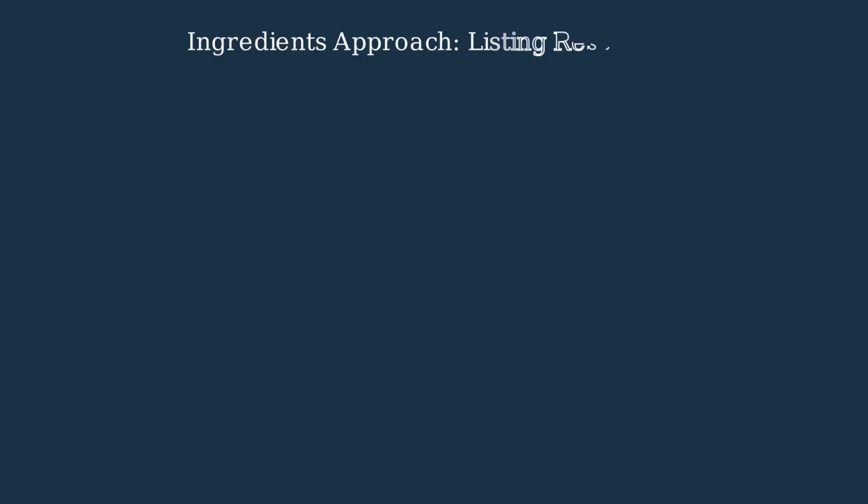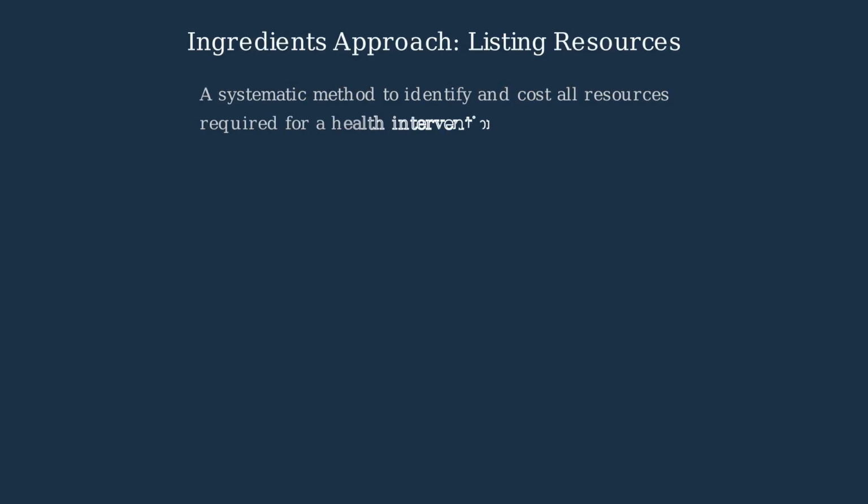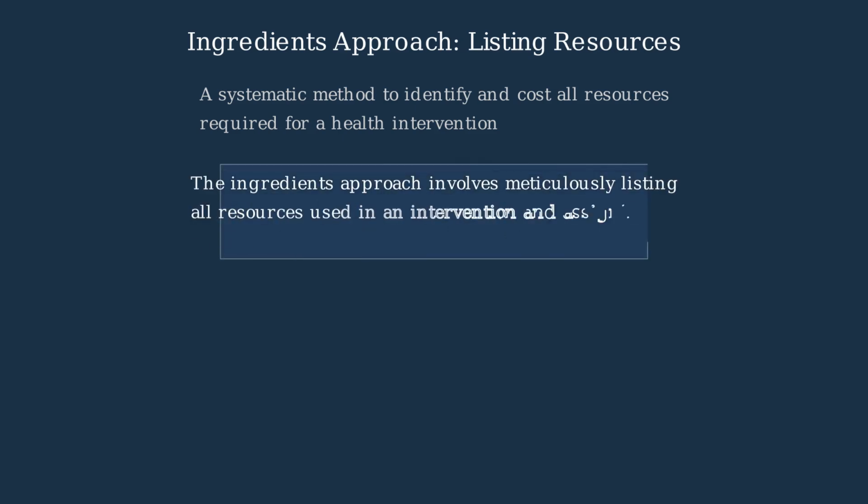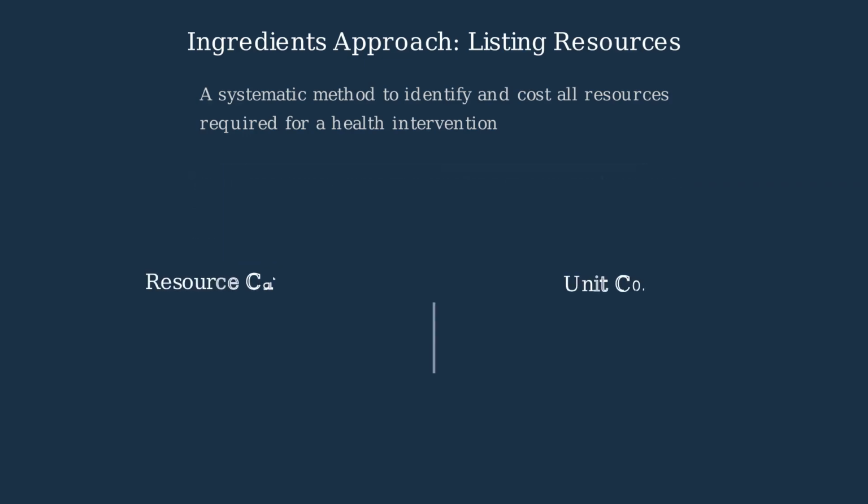The ingredients approach is a systematic method used in economic evaluation to identify all resources needed for a health intervention. This approach involves meticulously listing every resource used in an intervention and assigning a unit cost to each one. Let's examine the key resources that typically need to be identified and costed in a health intervention.